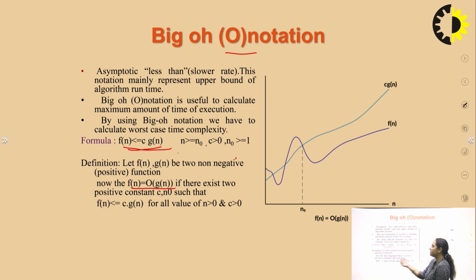Now, if there exist two positive constants c and n0 such that for all values n is greater than 0 and c is greater than 0, means whatever constants we are taking are positive constants. So c and n are always greater than 0.